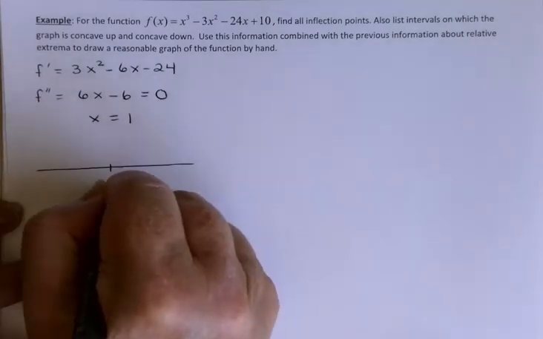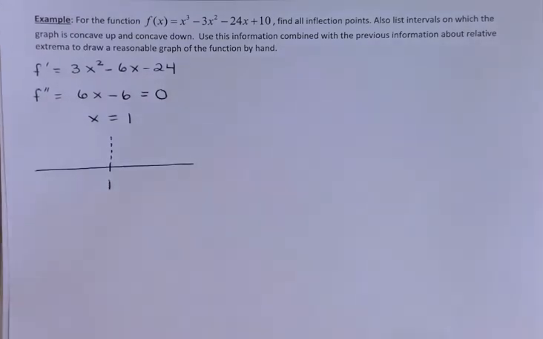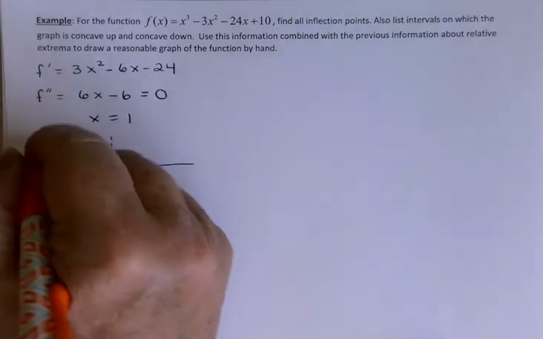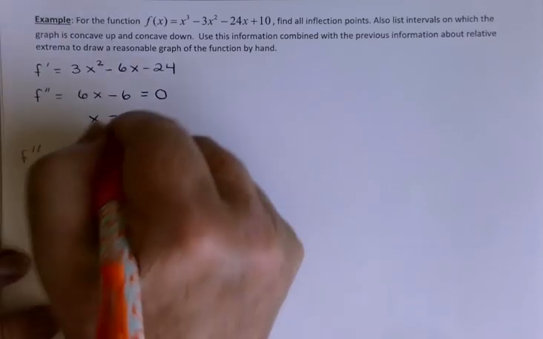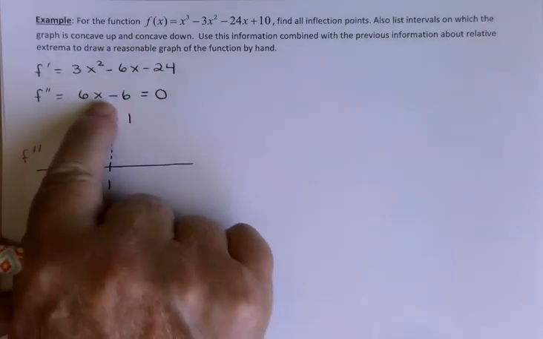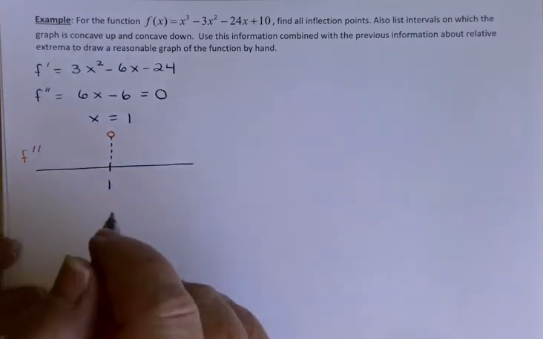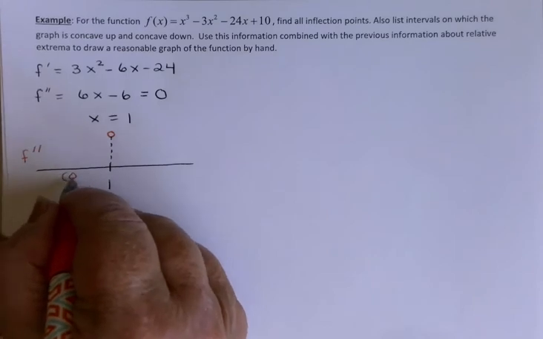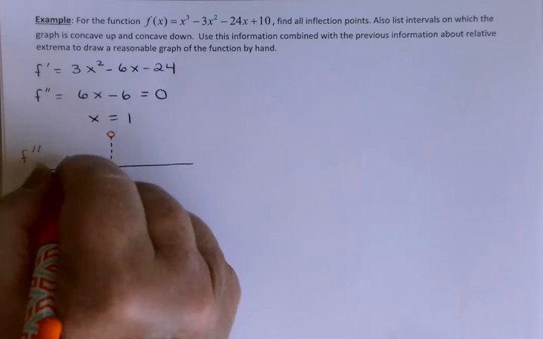Let's test it. I'm now testing the second derivative, f double prime. I already know it's 0 here. And my second derivative is pretty easy. It's just 6x minus 6, so maybe I can plug it in my head this time. Let's plug in 0, something to the left of 1. 0 minus 6 would be negative.